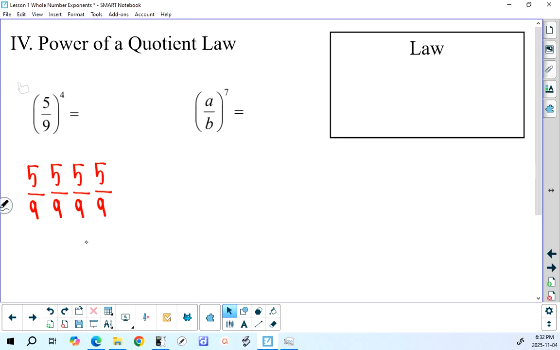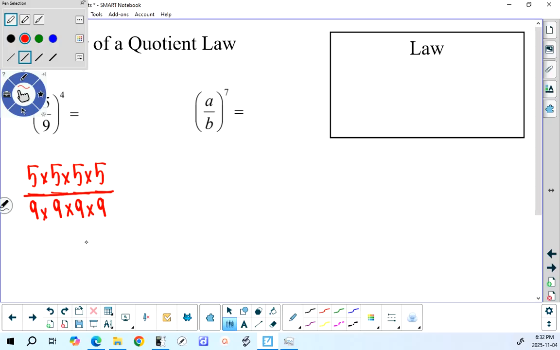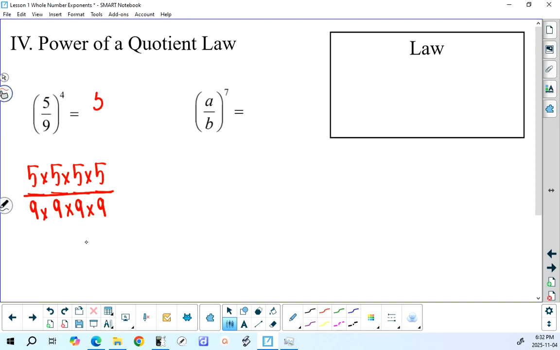In other words, basically what's going on here is this. These are multiplication symbols, not x's. And what you discover is that on the top of this expression you have 5 to the 4, and on the bottom you have 9 to the 4. We could do the same thing here, but I think you're getting the drift. This will be a to the 7 over b to the 7.